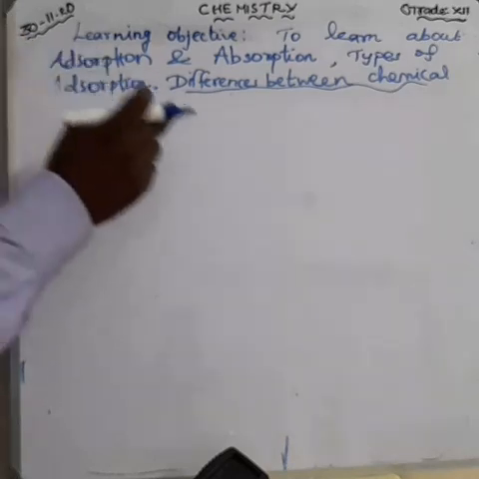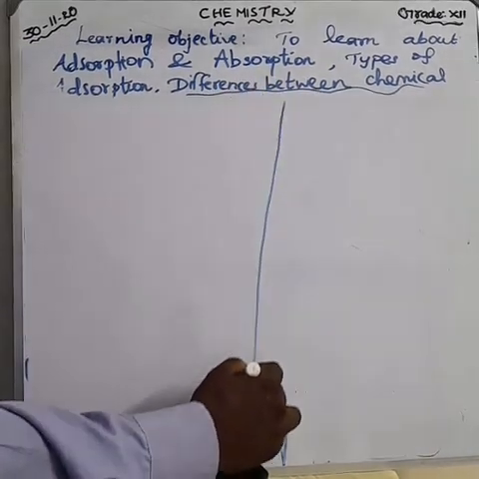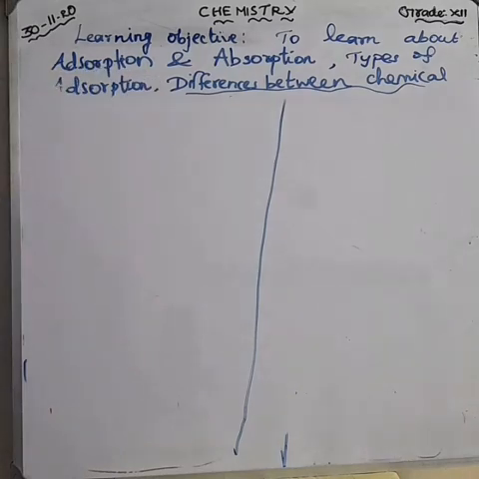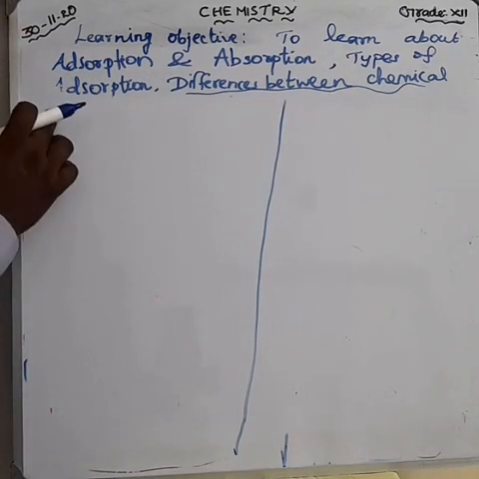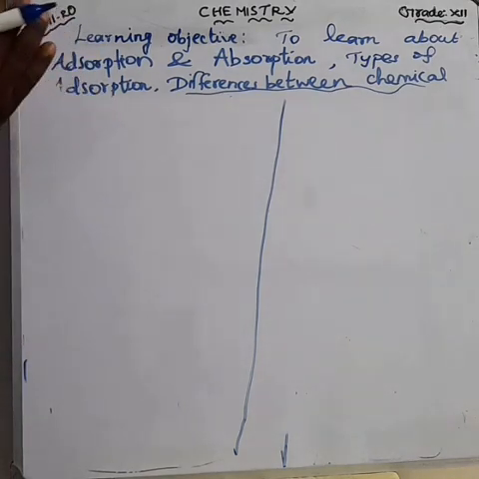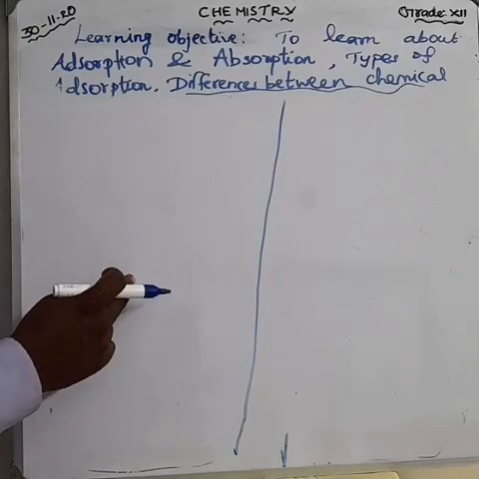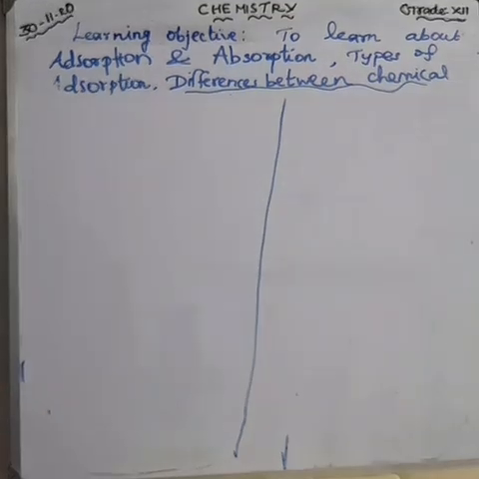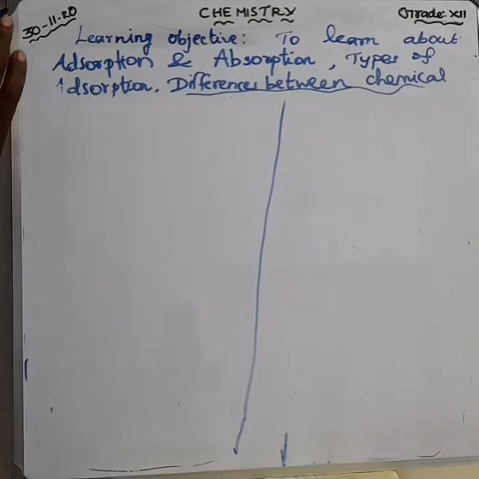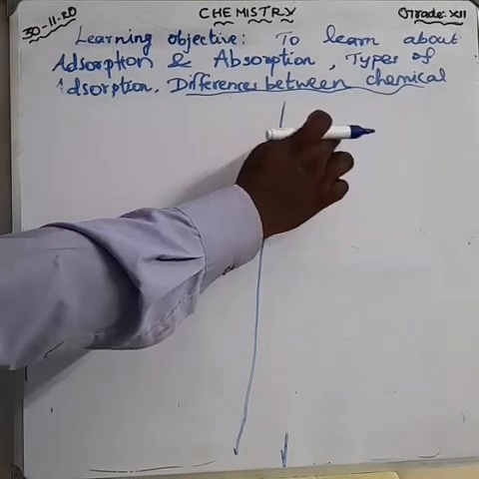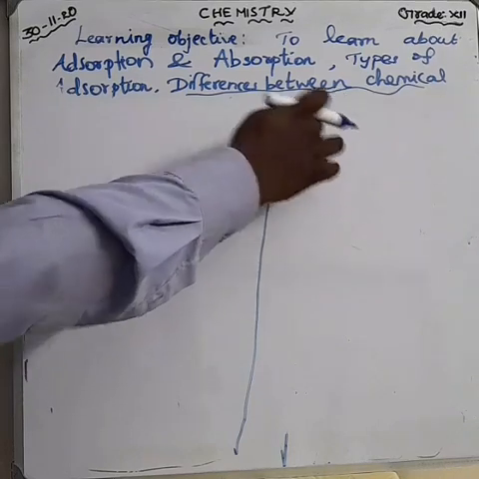About the third point, chemical adsorption is fast with increase in pressure. In physical adsorption, when pressure is increased, the extent of adsorption is increased. About the fourth point, when the temperature is raised, chemical adsorption first increases, then decreases. Physical adsorption decreases with increase in temperature. Next, in chemical adsorption there is a transfer of electrons. There is no transfer of electrons in physical adsorption.